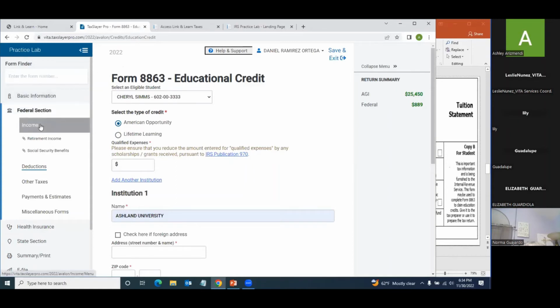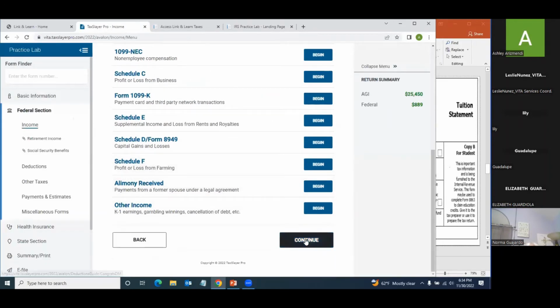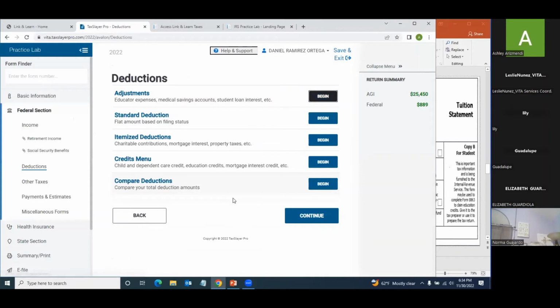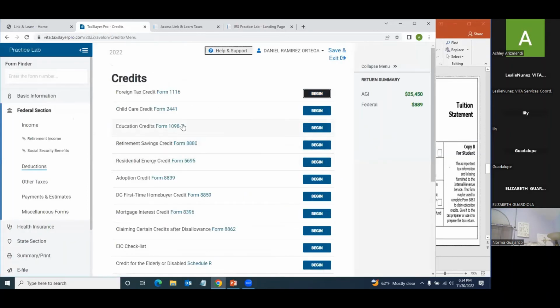If you can, just go to the income part right here where you were at, and you could push continue on the bottom. And then where it says credits and deductions, you push begin. And then education credits is the third one there. Yes, I see. Okay, I got it. So now you would go there. It's her name, Cheryl Sims.